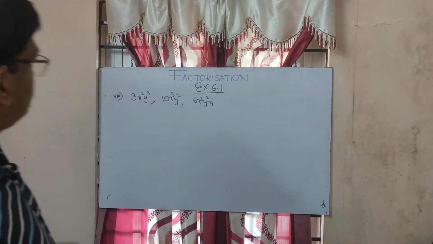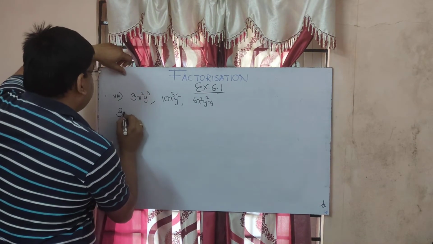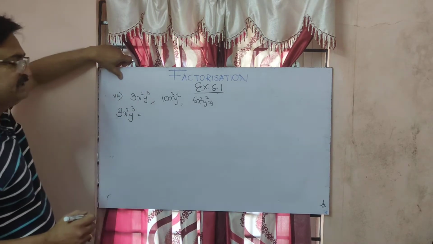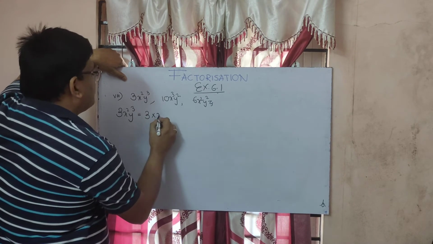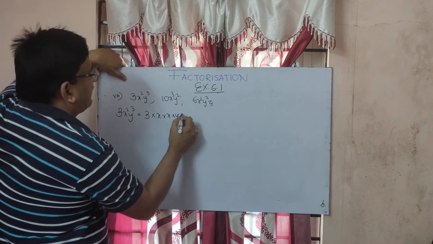So now again the same thing we have to do. First of all, you have to find the factors of each term. So 3 is there here. X square means x into x. Y cube means y into y into y.